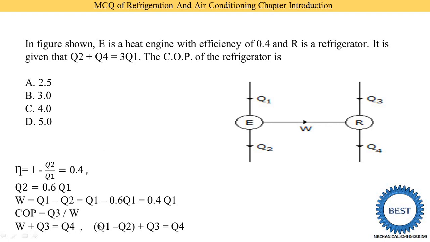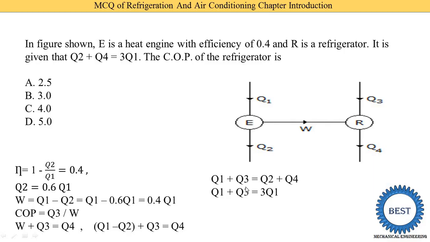So putting the value of W, Q1 minus Q2 plus Q3 is equal to Q4. Then further we simplify this equation: this minus Q2 goes to the right side. So Q1 plus Q3 is equal to Q2 plus Q4.